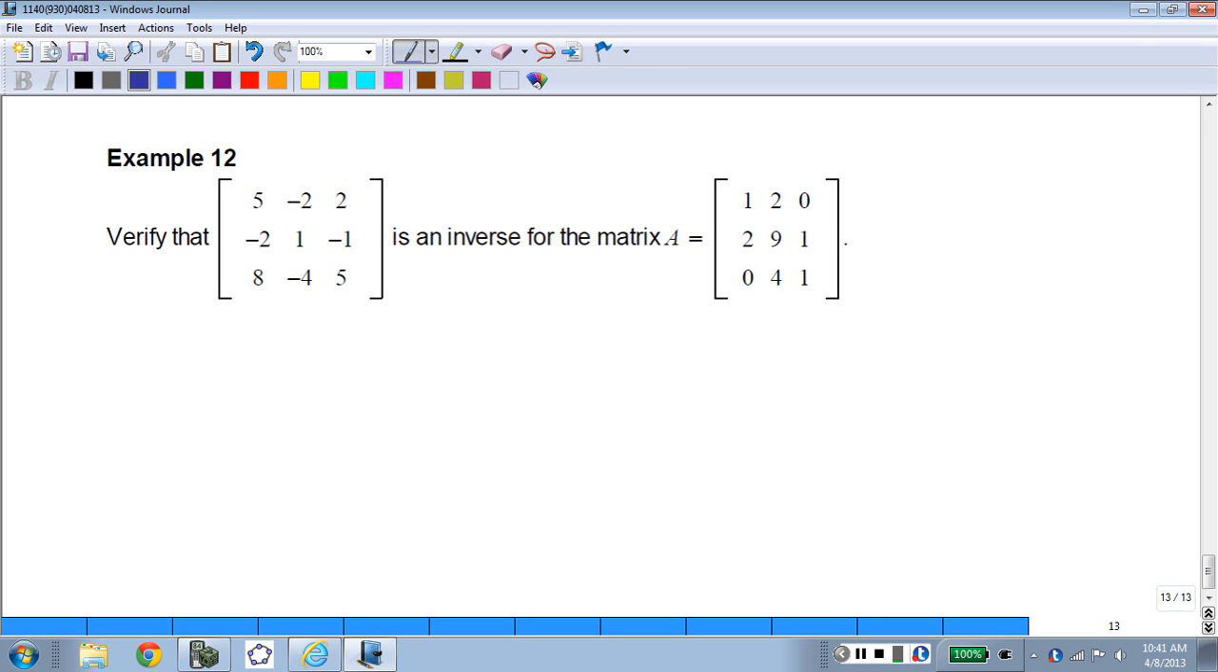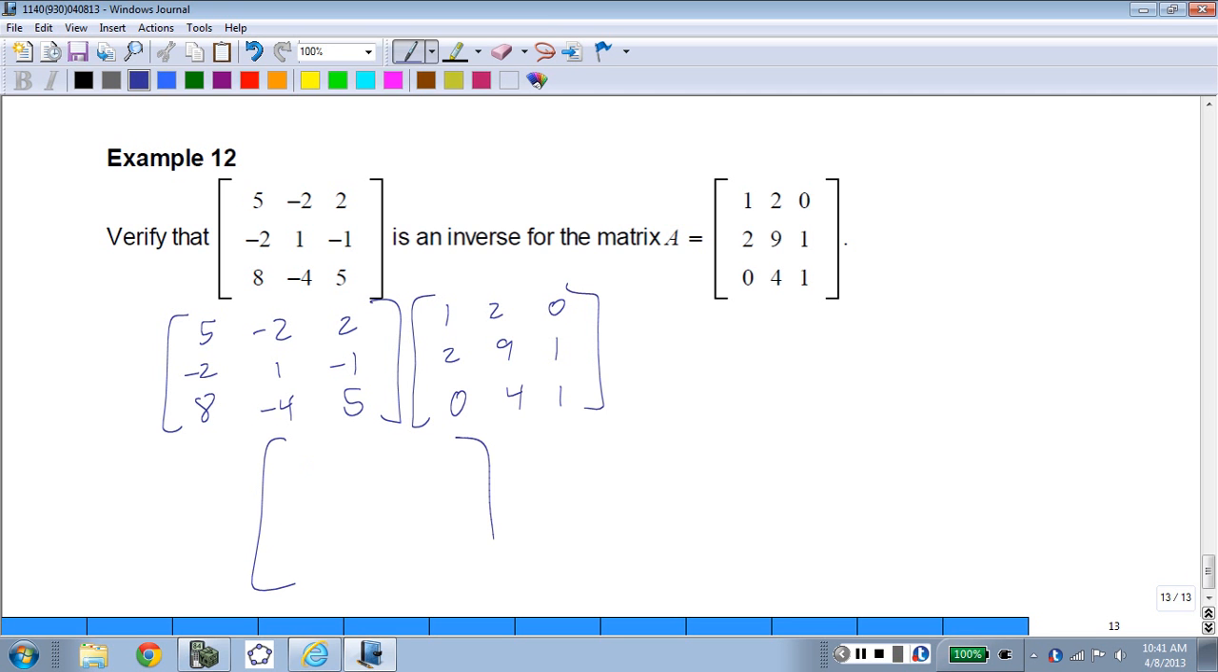So if I had a system with 1, 2, 0, 2, 9, 1, 0, 4, 1 as the matrix of coefficients, I could solve it pretty easily by multiplying both sides by this matrix on the left. Well, what happens? 5, negative 2, 2, negative 2, 1, negative 1, 8, negative 4, 5. It will be an inverse for this matrix on the right if I multiply these together and get the identity matrix as the answer. So only 9 entries. 9 entries in, what, 4 minutes? I better go at a pretty good clip here.